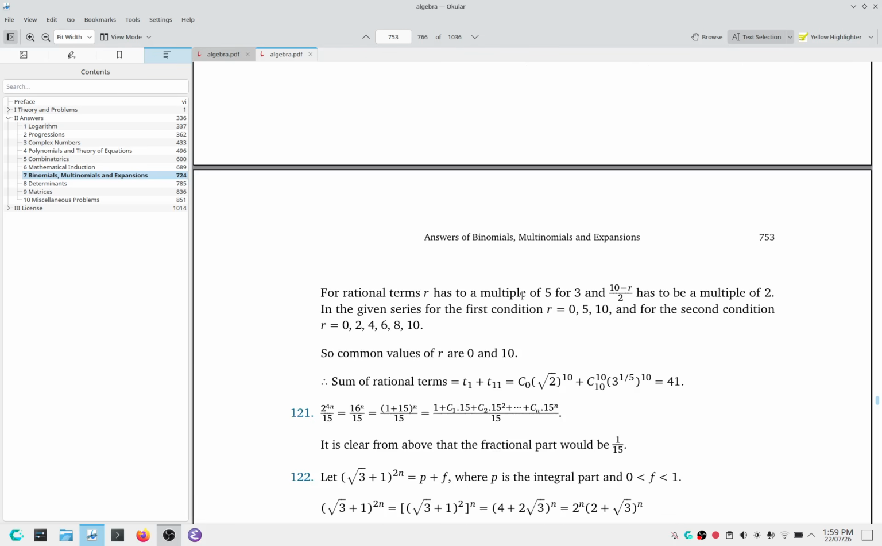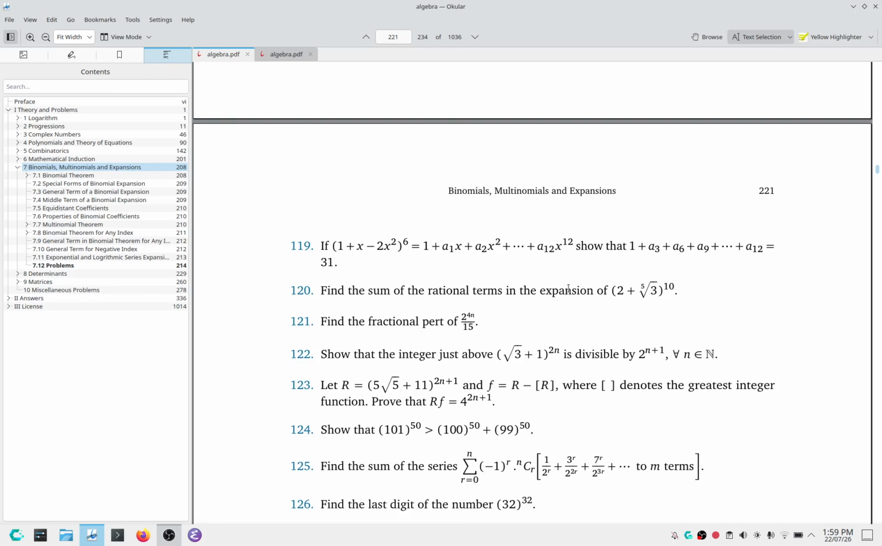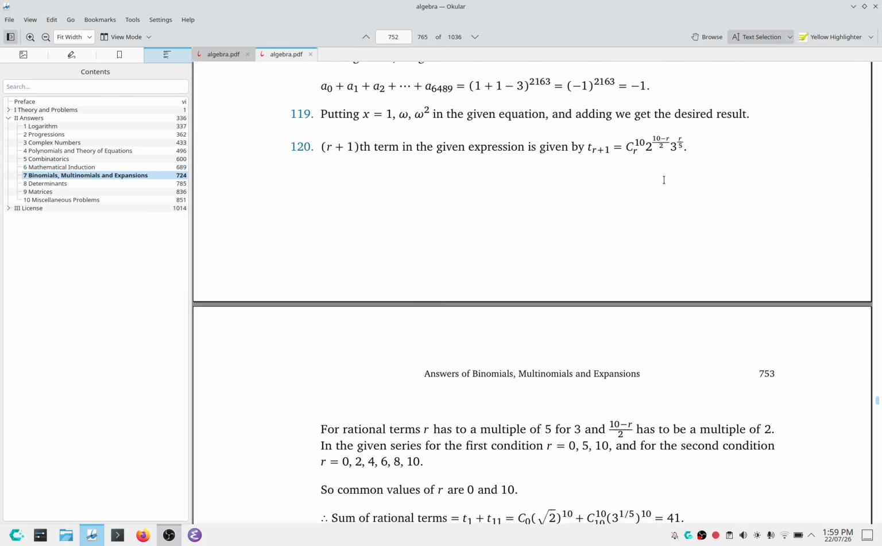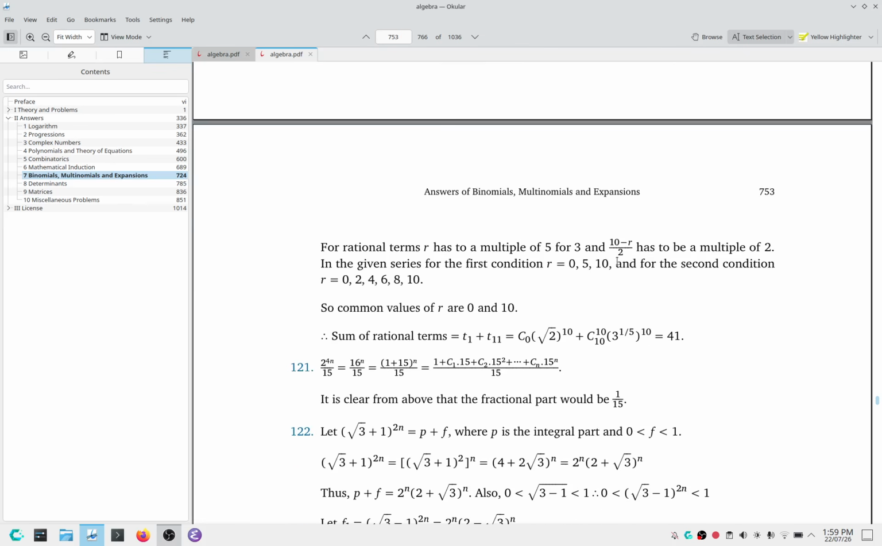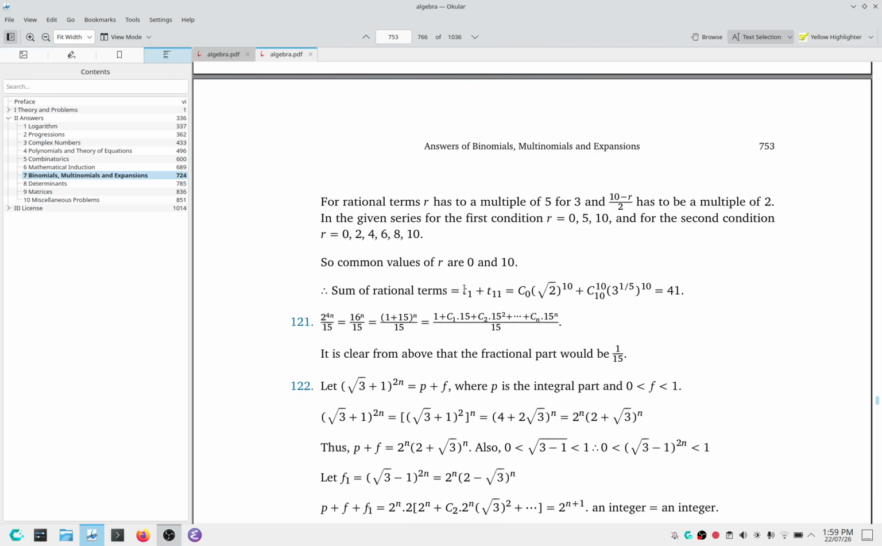For a rational term, r has to be a multiple of 5 for the power of 3. So r upon 5 should be an integer. And (10 minus r) upon 2 has to be an integer. So in the given series, for the first condition r is 0, 5 and 10, and for the second condition r is 0, 2, 4, 6, 8 and 10. So common values for r are 0 and 10. So for the sum of rational terms, you compute by putting r equal to 0 and 10, you get 41 as the answer.